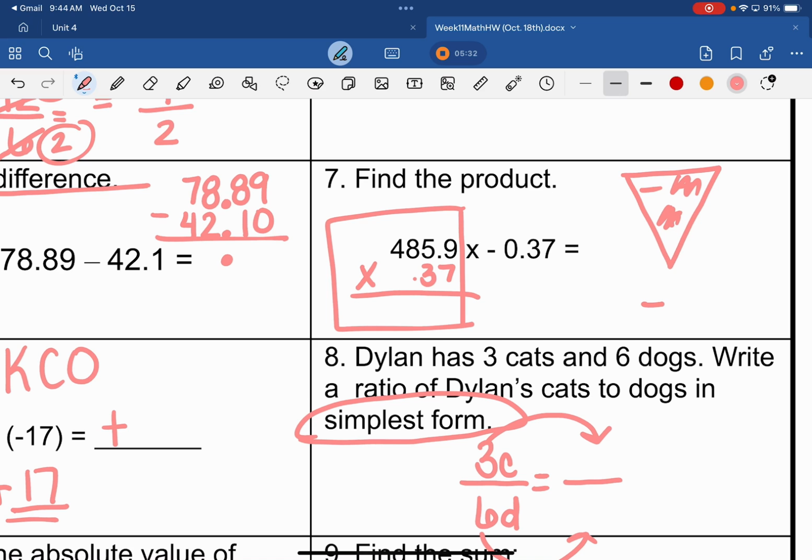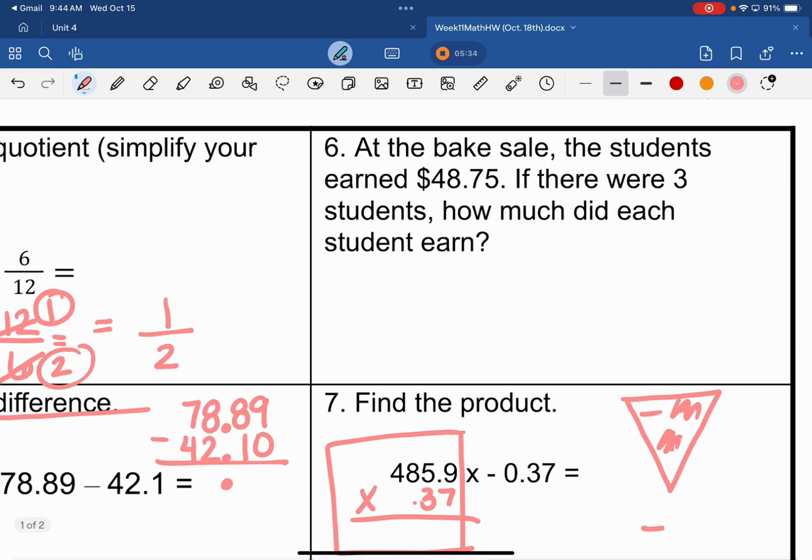All right. At a bake sale, the students earned $48.75. There were 3 students. How much did each student earn? If we have the total and it's an equal amount, what are we doing, guys?